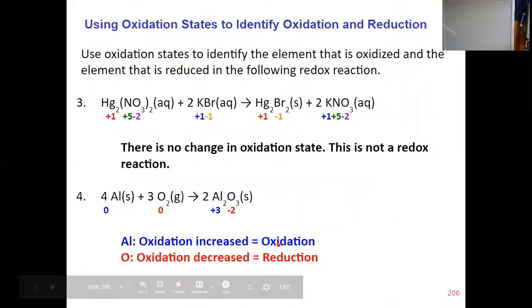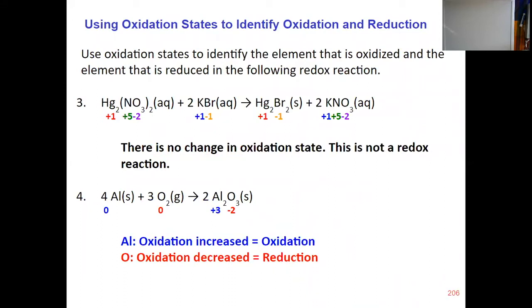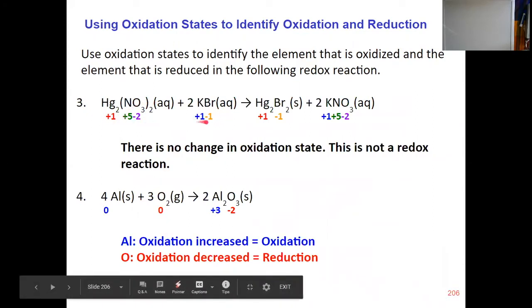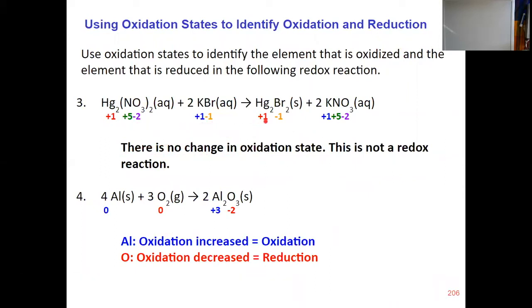Okay. In my next example, I go through every one of these elements and I assign them all oxidation states. And then I'm looking between the reactant side and the product side here. And I notice that there is no change in any of the numbers. My mercury on this side and this side match. My nitrogen on the left side and the right side match. My potassium is matched. My oxygens match. My bromines match. Everything matches. There's no change in oxidation state. That means it is not a redox reaction.